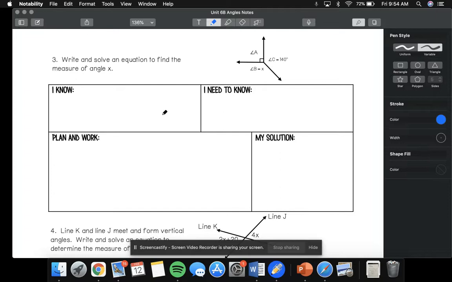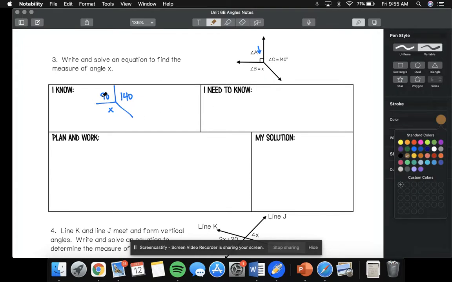Number 3, it says write and solve an equation to find the measure of angle x. So we look at this picture. We have angle A, angle C, and angle B. I'm going to draw the picture again just to get the missing stuff out of the way. I know that angle C is 140. Angle A, I see a box, so I'm going to assume it's 90 degrees. And the only other thing I don't know is this missing angle, angle B, and it's being represented by x. I don't really see any relationships. I don't really see a full straight line.